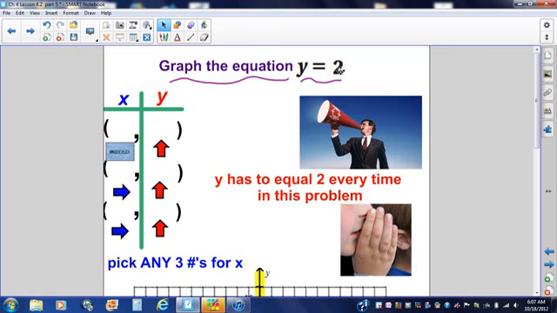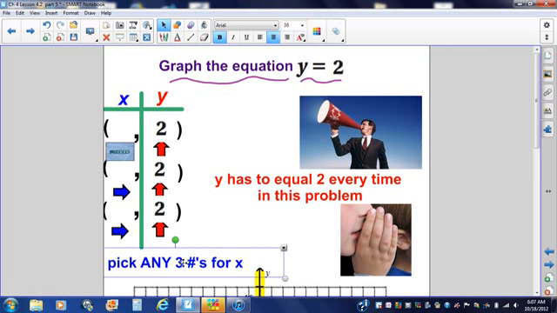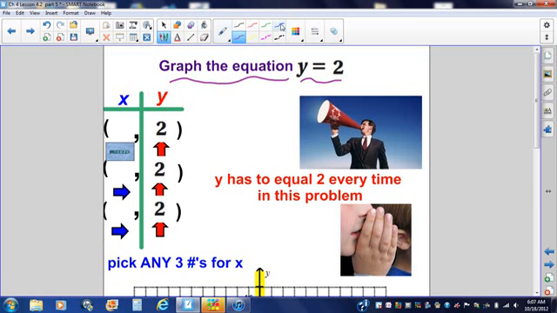Y is going to equal 2 every time in this problem. So then I want you to put 2 underneath y. Now, they didn't tell you what numbers to use, so you're free to pick any 3 numbers for x. I'm going to pick 0, 1, and 2. Please make sure you have these ordered pairs on your paper.